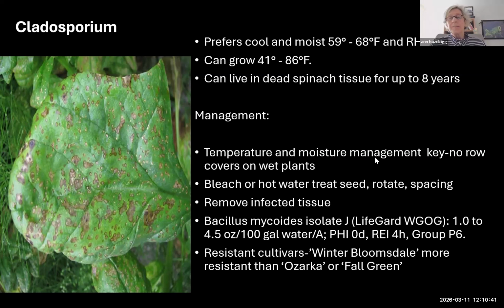It likes cool, moist conditions and higher humidity, but it can grow in a wide range. It can live on dead spinach tissue for up to 8 years. And the way to manage it is basically temperature and moisture management. It's really important never to put row covers on wet plants, because that can really cause this disease to take off.